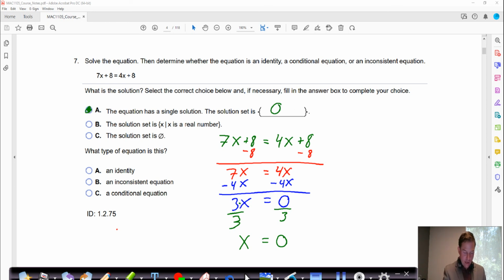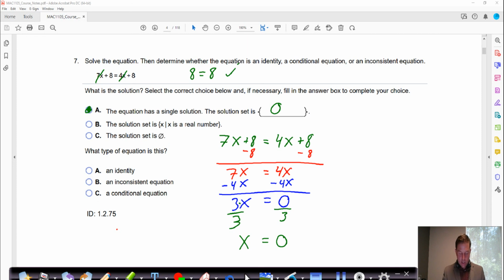Now let's look at that. If x is 0, this 7x goes away, this 4x goes away, because 0 times 4 is 0, 0 times 7 is 0, and you're left with 8 equals 8. When you have a solution like this, this is true. So we just checked our 0, and it's correct.